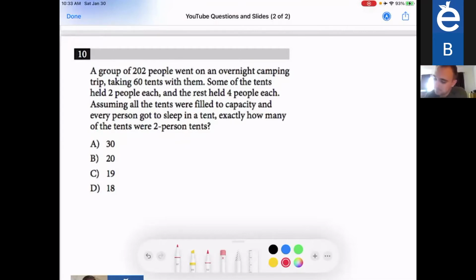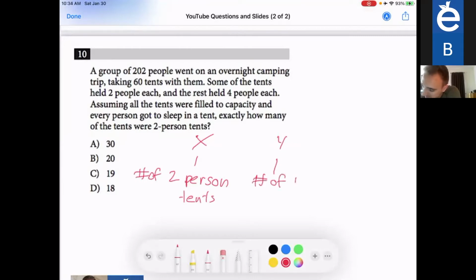So let's define some variables here. They tell us we have 60 tents. We're taking 60 tents. Some of these tents are 2-person tents, and some of these tents are 4-person tents. So let's call X our 2-person tents, more specifically, the number of 2-person tents that we're taking. And we'll call Y our number of 4-person tents we're taking. We don't know how many we're taking so far. We're trying to find that out.